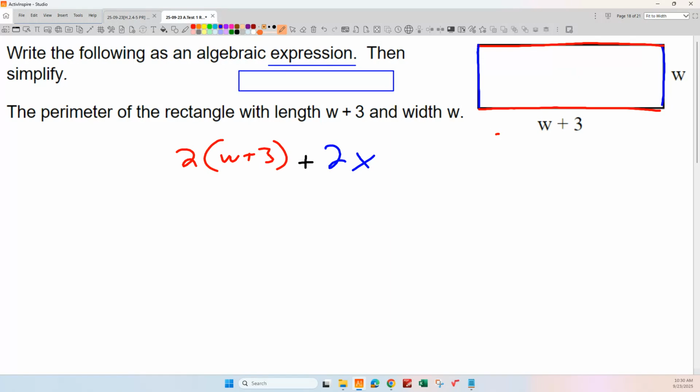It says then simplify. So I could just distribute the 2 and get 2w plus 6, sorry, that's not supposed to be an x. Oh no, it is supposed to be a w. This is supposed to be 2w, isn't it? So I get 2w plus 6 plus 2w, combine like terms.